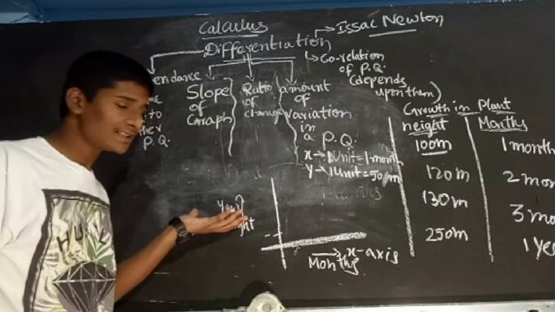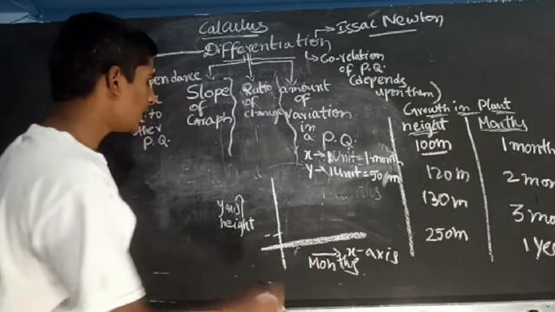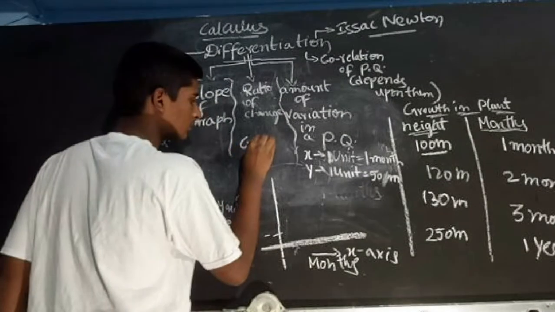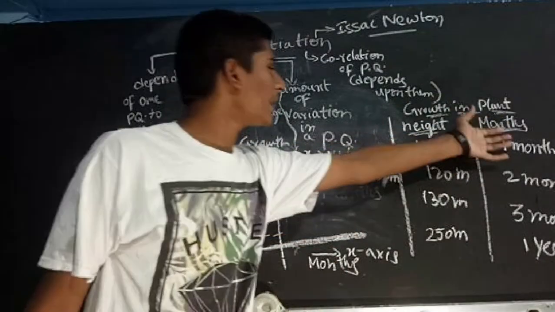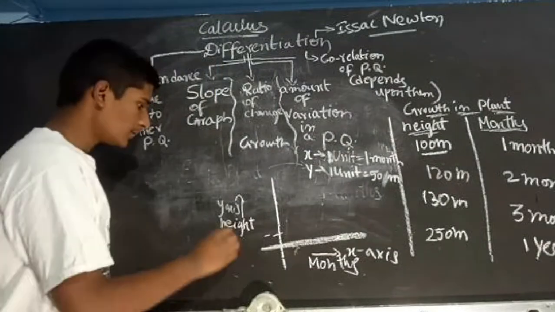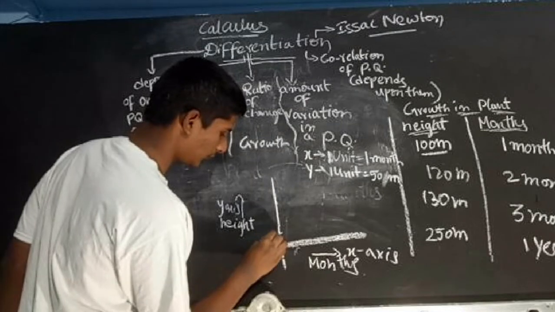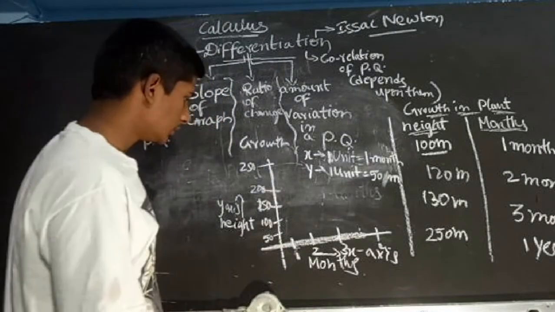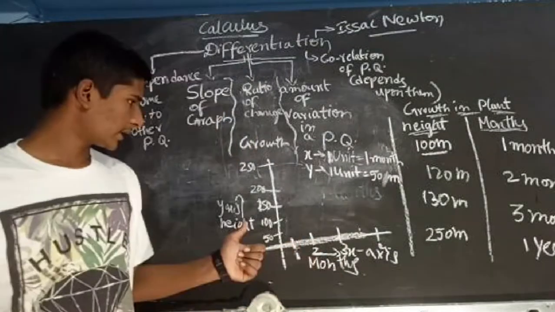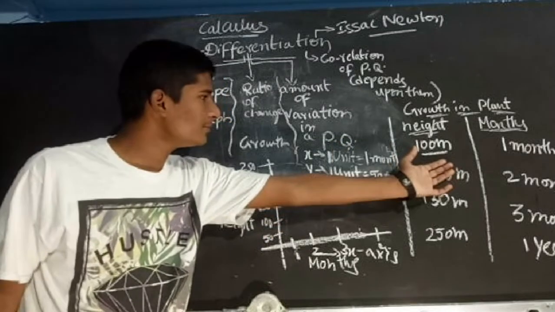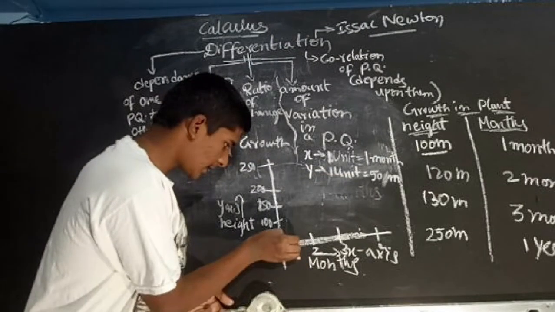So in the y-axis I took height, in the x-axis I took months. Here we are seeing the growth of a plant, growth of plant in height and months. Here I am taking the y-axis as 1 unit equal to 50 meters. Here I drew the graph. Now we will plot this data into the graph. Now observe carefully this 100 meters. This 100 meters I am drawing like this.